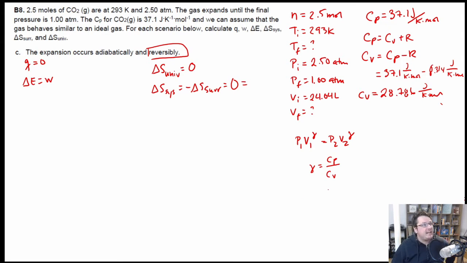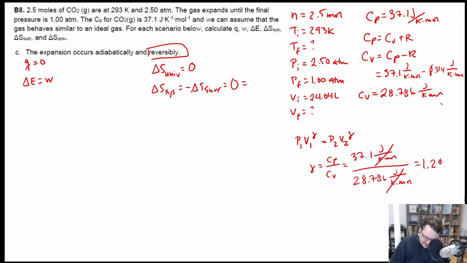So now we can figure out what gamma is using that information, right? So we know what CP is, so that's 37.1 joules per Kelvin mole divided by CV, which we just calculated, which is 28.786 joules per Kelvin mole, right? All of the units cancel each other out because they're exactly the same. So what we get is that gamma is equal to 37.1 divided by 28.786, which comes out to being 1.289, right? So that's what our gamma value is.